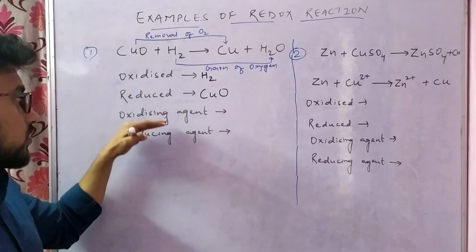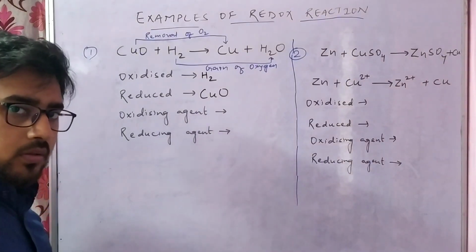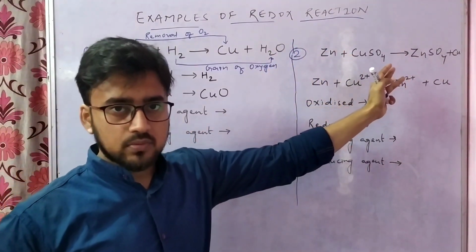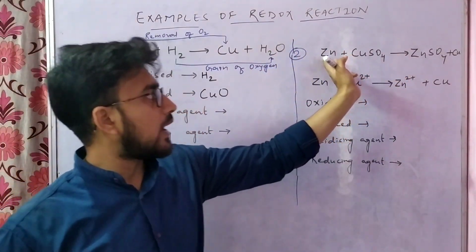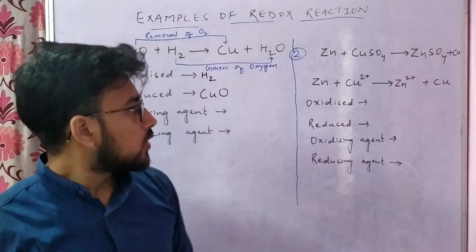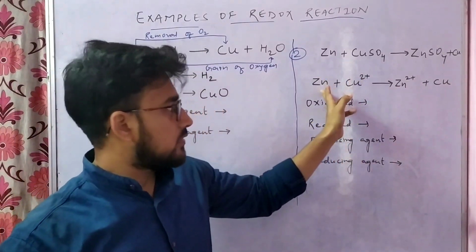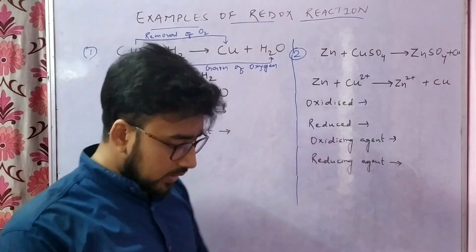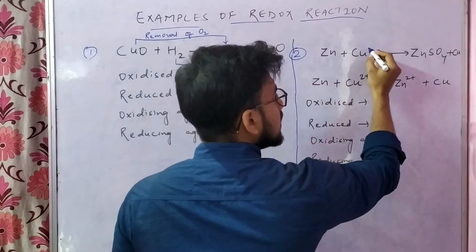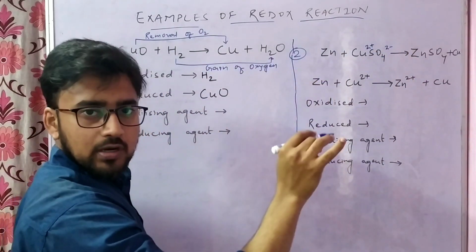Clear? Now next one is oxidizing agent and reducing agent. That way I will talk in detail about it after 2 minutes. Now let's talk about the second reaction. Here you can see the main reaction is Zn plus CuSO4 gives ZnSO4 plus Cu. So in this reaction, if I write this reaction in the ionic form, Zn is Zn only. CuSO4, you can see that Cu is 2 plus, you can write Cu 2 plus and SO4 as 2 minus, and both are cancelled out.